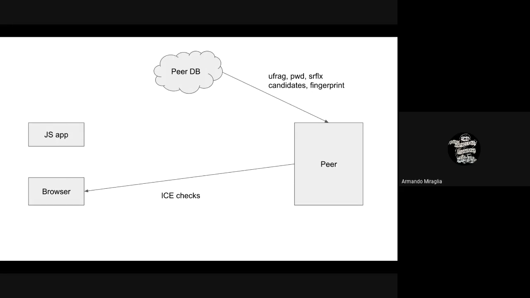So at some future time, the peer will pull from the database the fact that the first peer along the left exists, and it'll get its ufrag, password, server flexible candidate, which is kept alive, and the fingerprint. And now it will attempt to connect to the browser that is holding that port open with the hole through the NAT. So the ICE check goes over there.